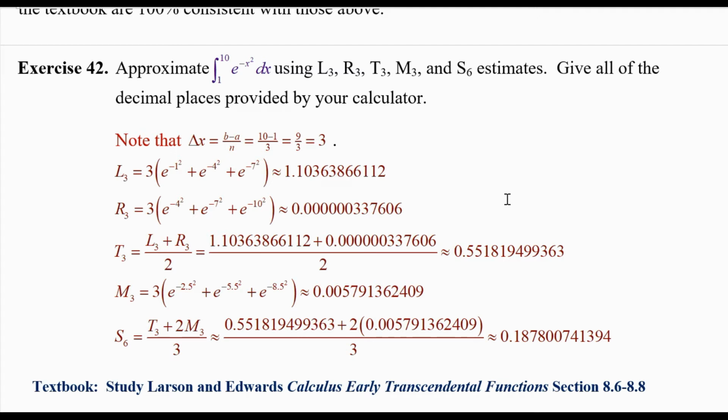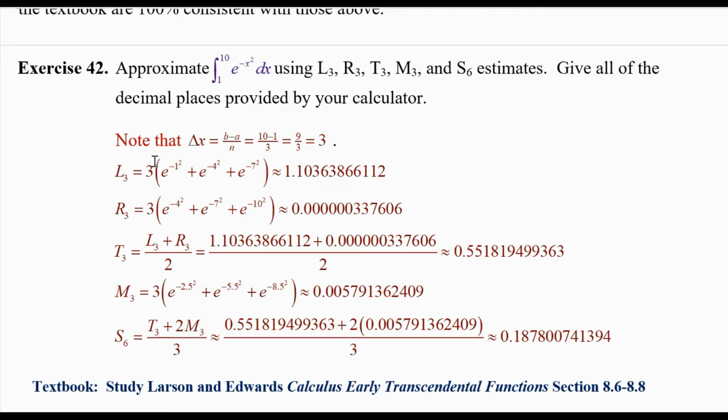So left Riemann sum, our left sides are always at 1, 4, and 7. Okay, and you evaluate the function at those points, e to the negative 1 squared, e to the negative 4 squared, e to the opposite of 7 squared. By the way, notice that you square first, then you take the opposite when you're doing that. So we're not squaring negative 1, we're squaring 1 and then taking the opposite. So this first one is e to the negative 1, then e to the negative 16, e to the negative 49.